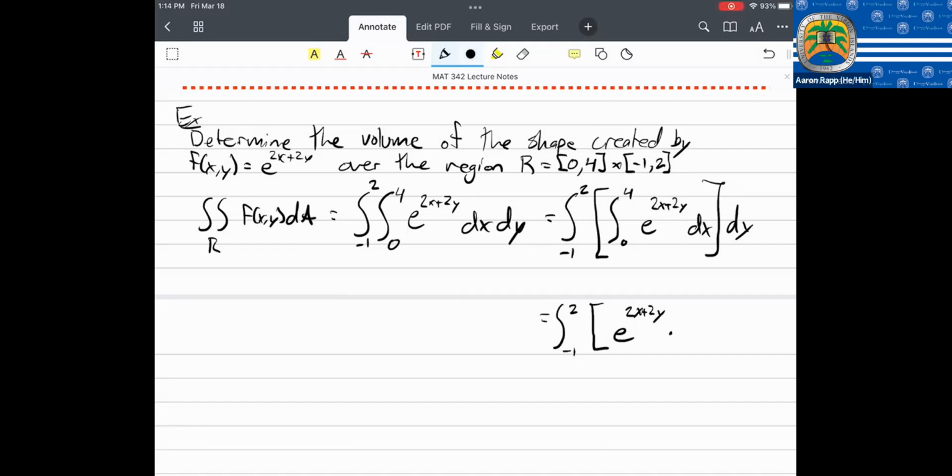So if I took the derivative of 2x plus 2y with respect to x, what would it be? Just 2, because y is constant, x is my variable. The derivative of 2 times x would be 2, the derivative of 2y would be 0. So I need to divide by 2. Now, the way I wrote it, I didn't give myself room to write division by 2. So how can I rewrite division by 2? Multiplication by a half. And I evaluate this from 0 to 4.